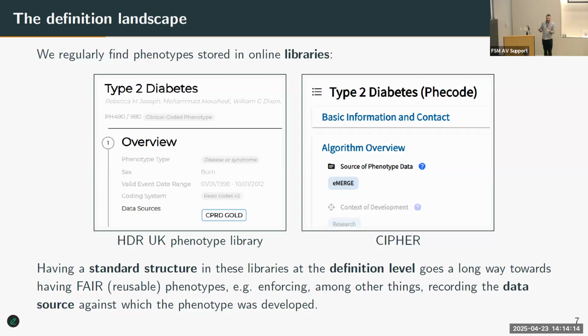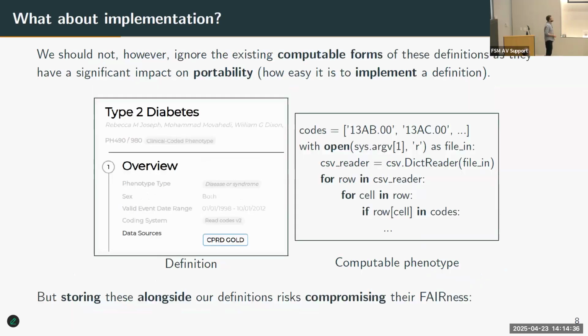There are other problems with these libraries, but at least for the argument of this lecture, we're in fairly decent shape, where these definitions go a long way. Having them in this standard structure goes a long way towards ensuring reusability, by things like having the data source specified. Okay, so that's the definition landscape broadly. Again, I'm oversimplifying, but for the sake of this lecture, we're in okay shape there.